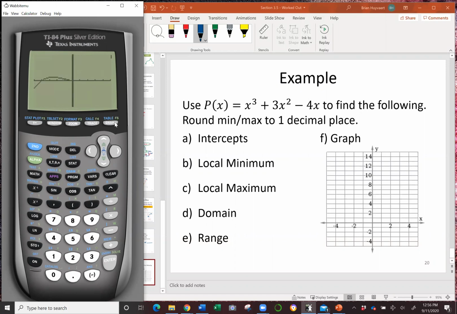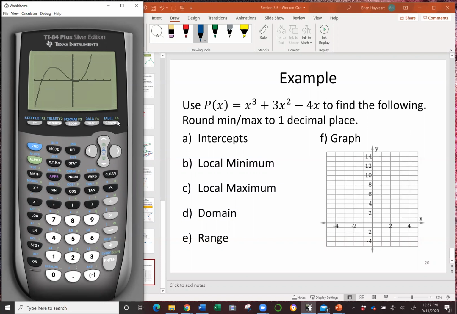We might need to change the window. It looks like it's okay for this one. Probably the y values, we don't need to go quite so low. So maybe we'll say like negative 25 to positive 25, something like that. The graph might look a little bit better that way. Okay, so we could copy this graph right over. That's no problem. But let's look for the intercepts here.